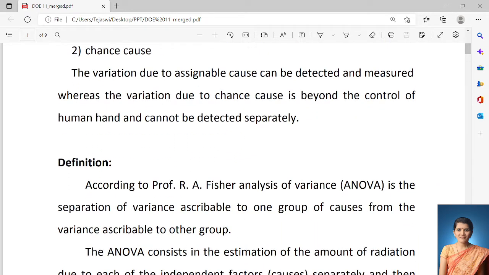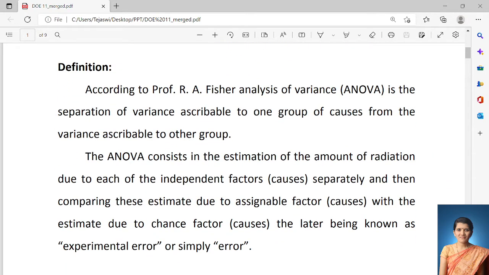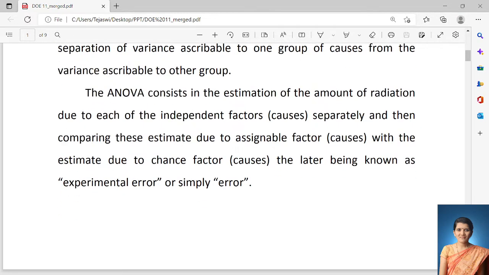So the definition, according to Professor R. A. Fisher: analysis of variance is the separation of variance ascribable to one group of causes from the variance ascribable to the other group. ANOVA consists in the estimation of the amount of variation due to each of the independent factors or causes separately, and then comparing these estimates due to the assignable factors or causes with the estimate due to the chance factor or causes, the latter being known as the experimental error or simply error.